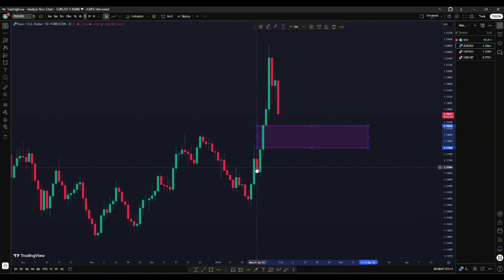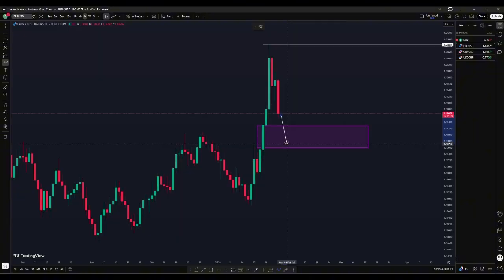We have another block here. We have one more other block here. So I'll be expecting price to do the same thing, to retrace into this fair value gap or hit this other block or this one, if it's going to make a deeper retracement before pushing higher. Now, if you're going to push higher, this is going to be my first target here. So I'll be expecting something like this to occur.